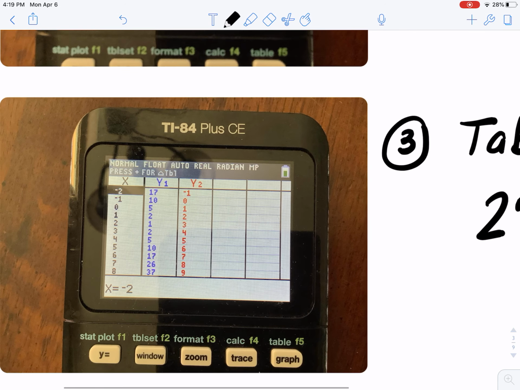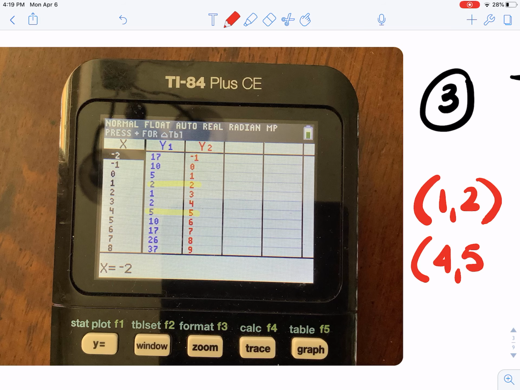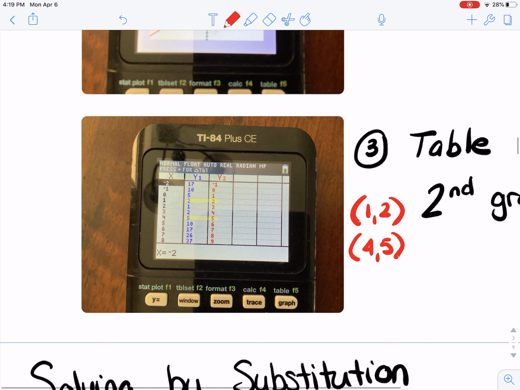Now, once you're here, now that I know that there are 2 solutions, I need to see where those 2 y values are the same. So I'm going to go down the list, and as you can see right here, I have where they're both 2s, and down here I have where they're both 5s. That means those are going to be my 2 answers. I'm going to have one at 1, 2, and the other answer is at 4, 5. Those are my solutions.